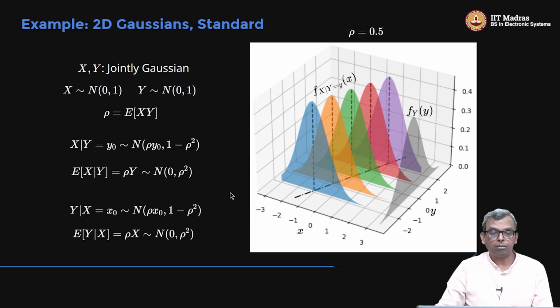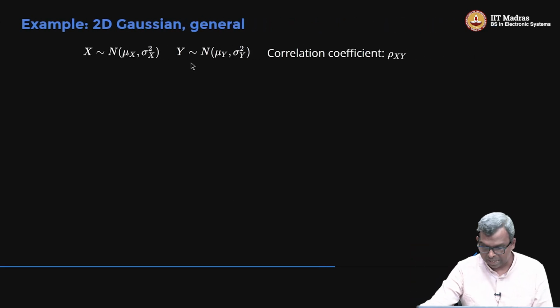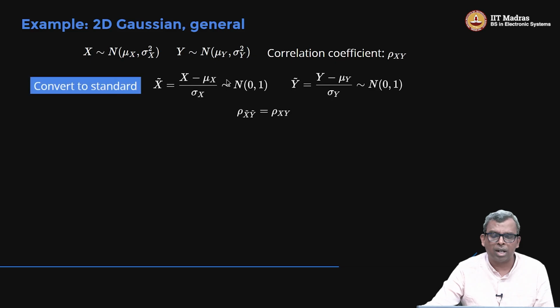Okay. So here is an illustration once again to show you expected value of y given x will be linear. So this line, rho times x, captures the expected value of x given y and y given x. Okay. So quite often we may have to go to general Gaussians. Standard Gaussian was very, very easy, but you may want to go to general Gaussians, x normal mu x sigma x squared, y normal mu y sigma y squared, and the correlation coefficient is rho xy. So in that case, what do you do? You convert to standard, right? So always the trick is to convert to standard.